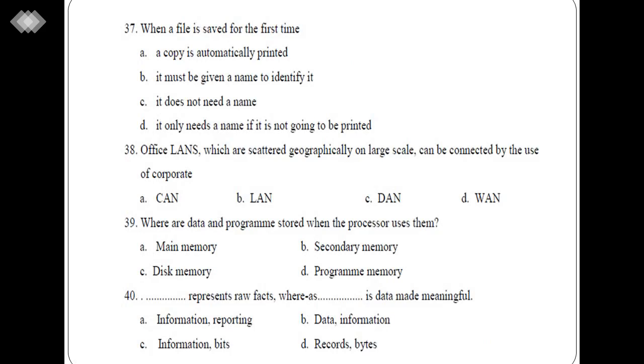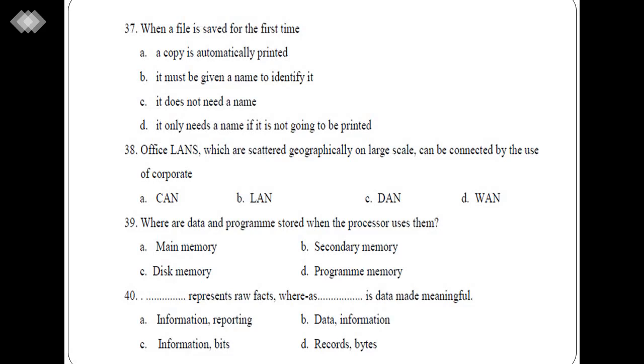Now question number 37: when a file is saved for the first time, a copy is automatically printed; it must be given a name to identify it; it does not need a name; it only needs a name if it is not going to be printed. Now question number 38: office LANs which are scattered geographically on a large scale can be connected by the users of a corporate network, like options CAN, LAN, DAN and WAN.